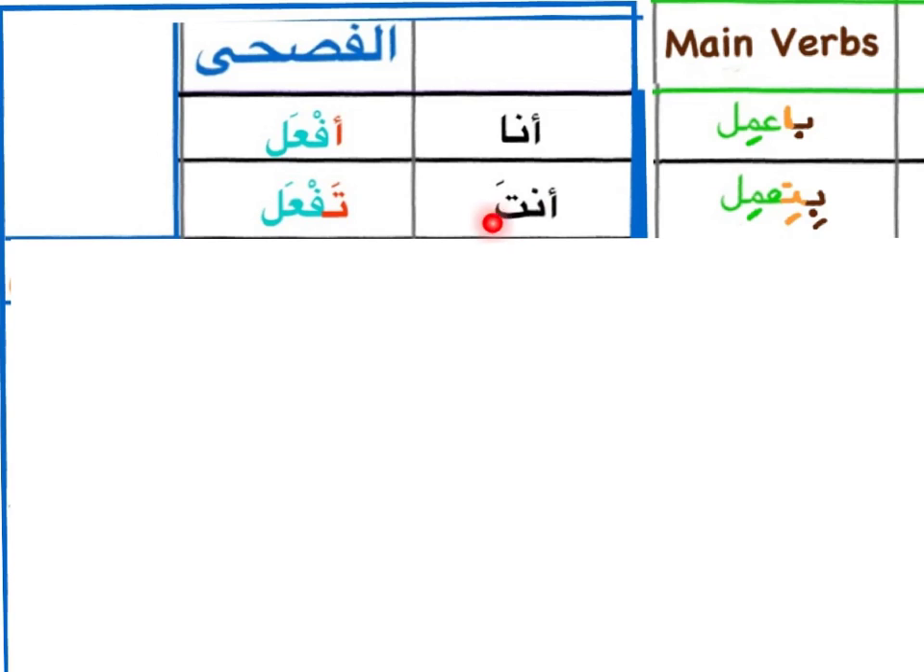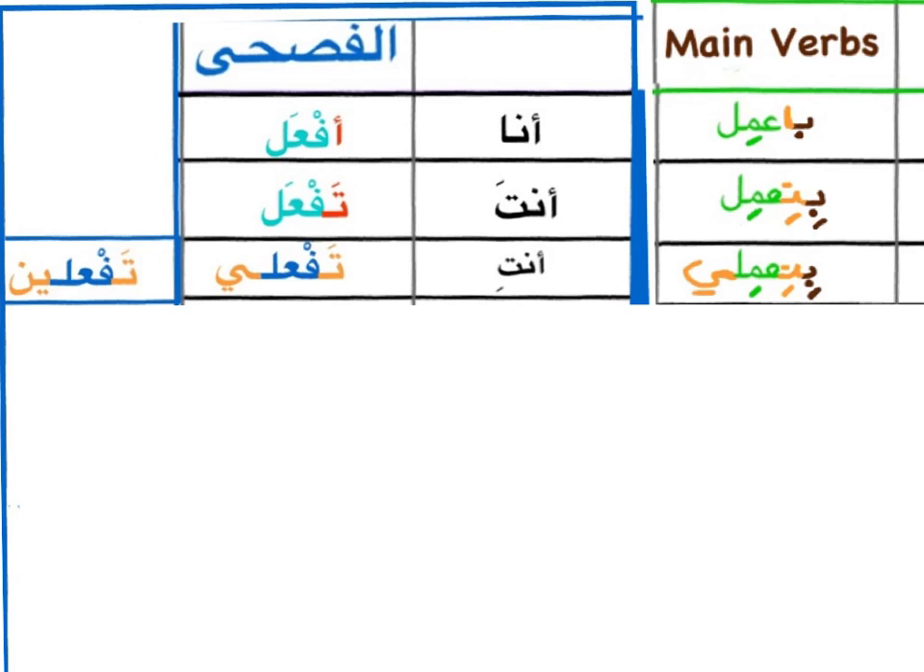Same for أنت تفعل, تا, أنت بتعمل, تا. Notice that the difference is in the vowels rather than the letters. And again, we don't have the ba that indicates a main verb. أنتِ تفعلي, تفعلين, or أنتِ بتعملي. Notice we have a combination of suffixes and prefixes.